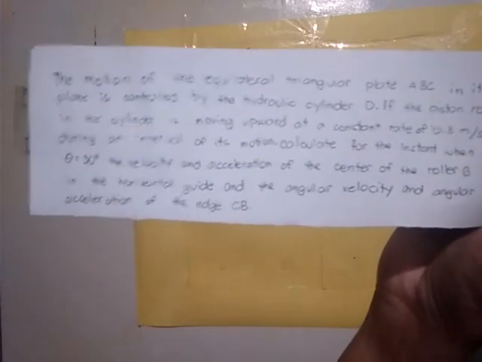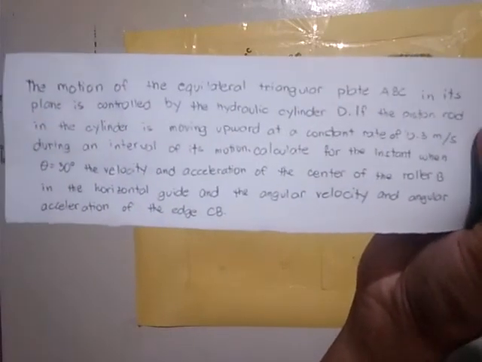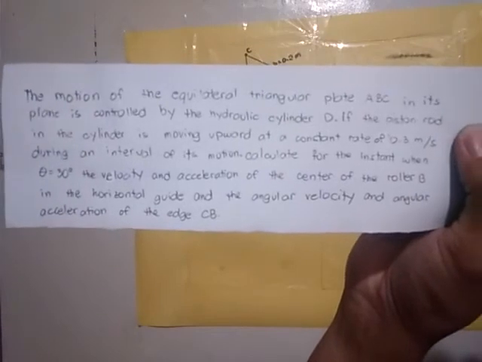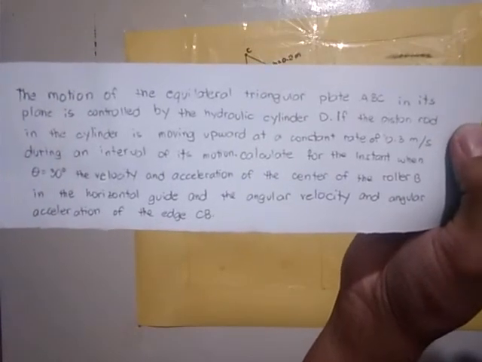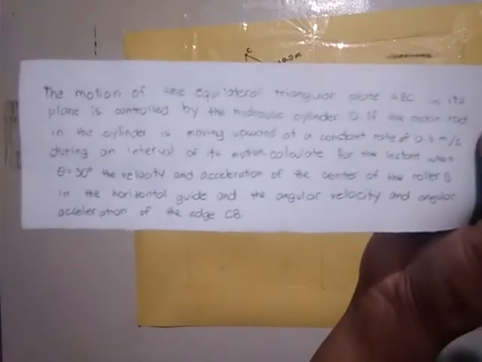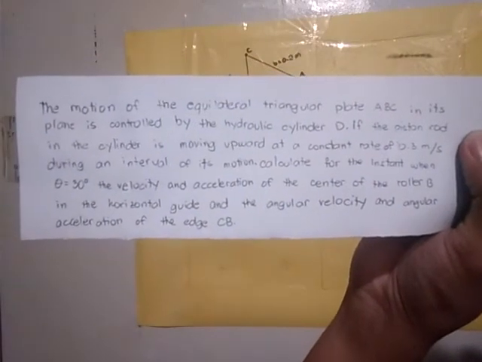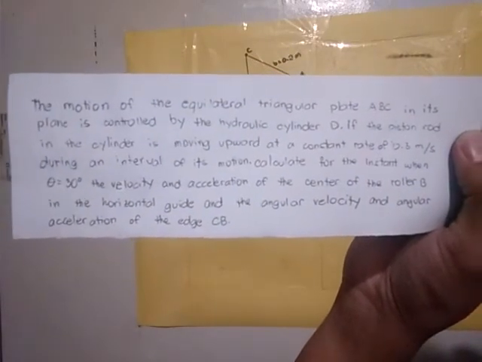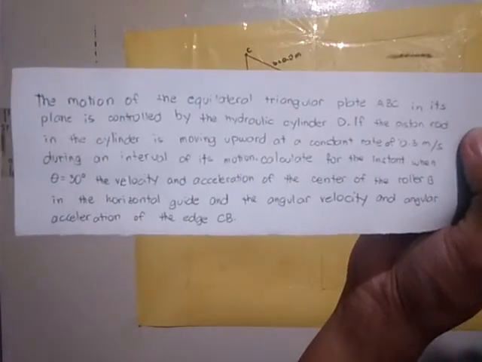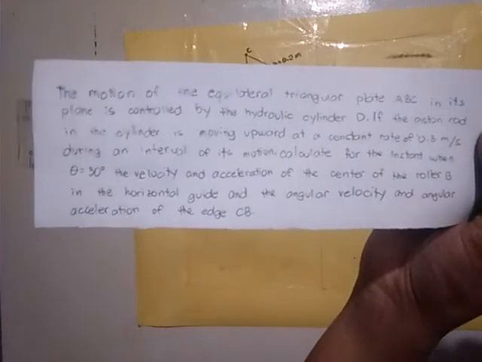So this is the problem. The motion of the equilateral triangle plate ABC in its plane is controlled by the hydraulic cylinder D. If the piston rod in the cylinder is moving upward at a constant rate of 0.3 meter per second during an interval of its motion, calculate for the instant when theta is 30 degrees the velocity and acceleration of the center of the roller B in the horizontal guide, and the angular velocity and angular acceleration of the edge CB.